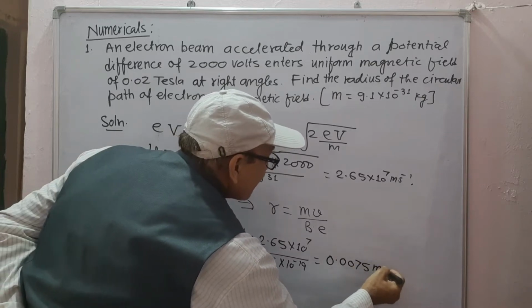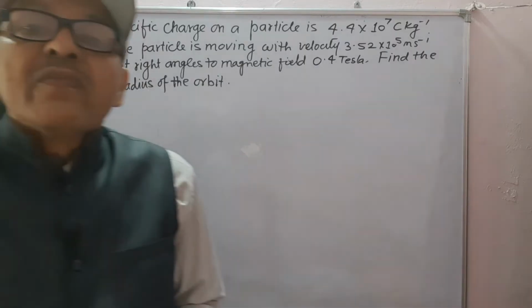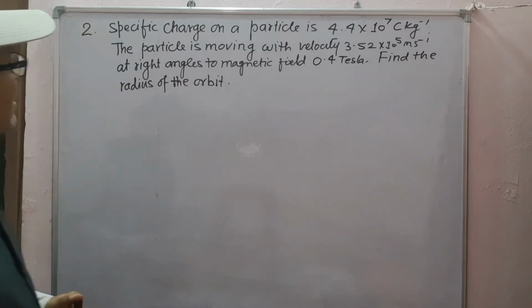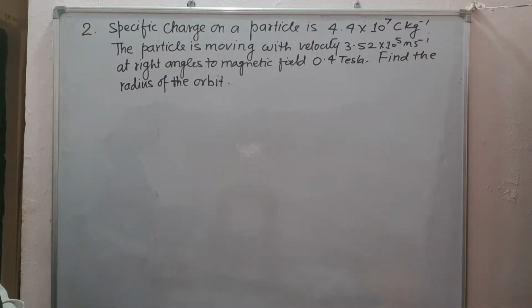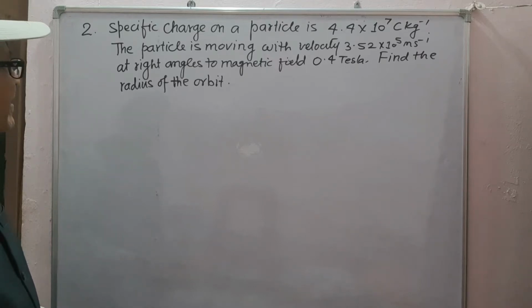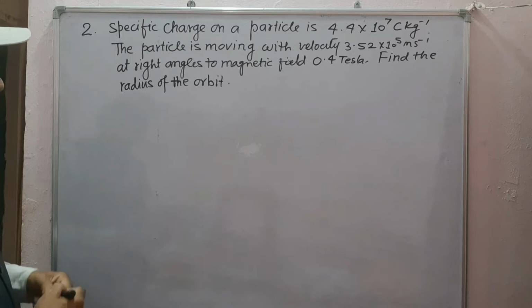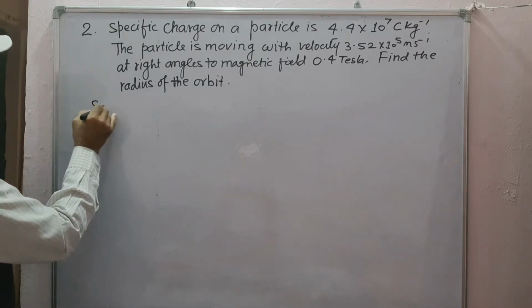Second problem is, specific charge on a particle is 4.4 into 10 to power 7 coulomb per kg. The particle is moving with velocity 3.52 into 10 to power 5 meter per second at right angles to the magnetic field of 0.4 Tesla. Find the radius of the orbit. Now, solution.